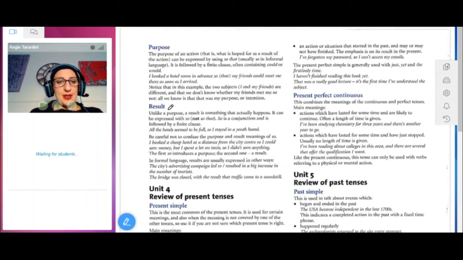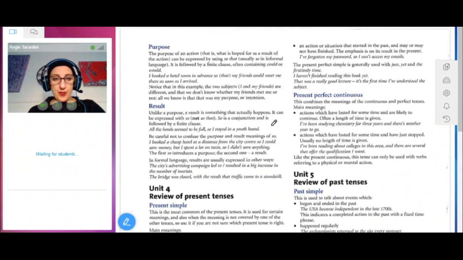Result. Unlike a purpose, a result is something that actually happens. A purpose is an intention, a result is actually the outcome. It can be expressed with so, not with so that, as we've seen. So is a conjunction, joins two sentences, and is followed by a finite clause, subject, verb. All the hotels seem to be full, so I stayed in a youth hostel.